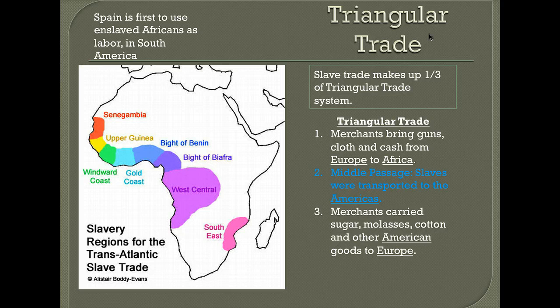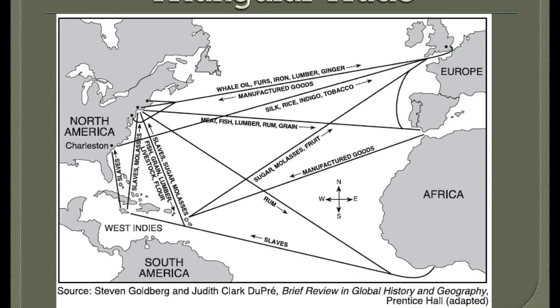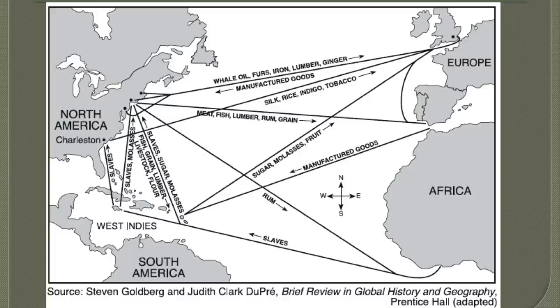And so the second part of the triangular trade was known as the Middle Passage, where these slaves are then transported to the Americas. And the third part was goods and other items being shipped from the Americas back to Europe. So here's a visual of what that would entail. And what we'll notice is we see these slaves heading from Africa to the Caribbean.